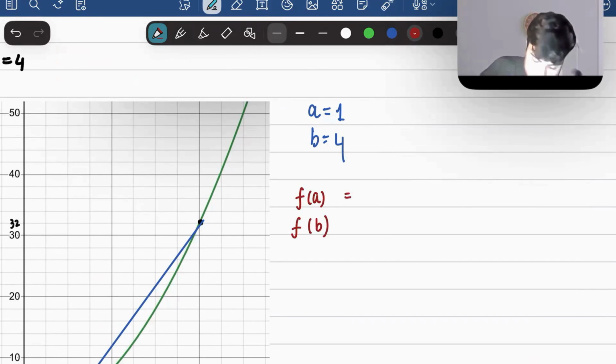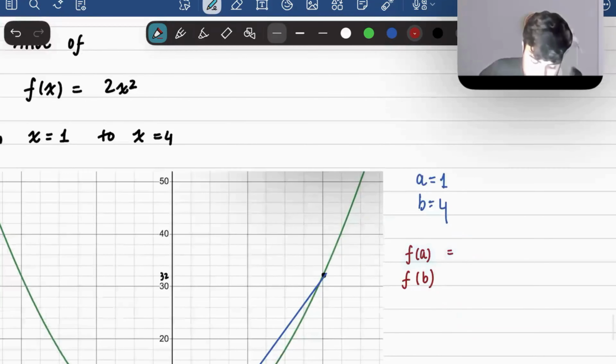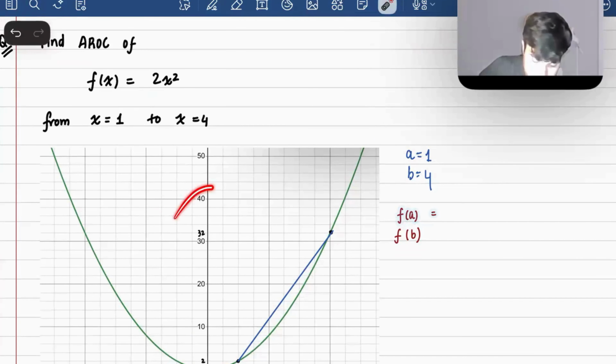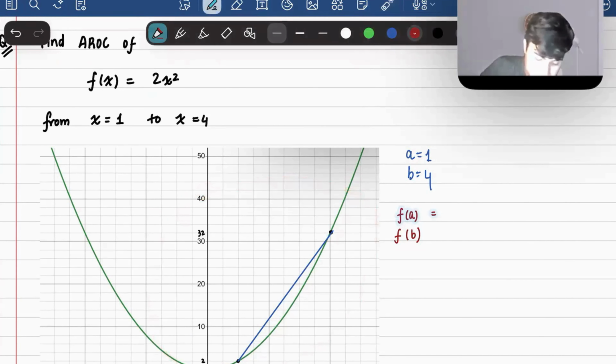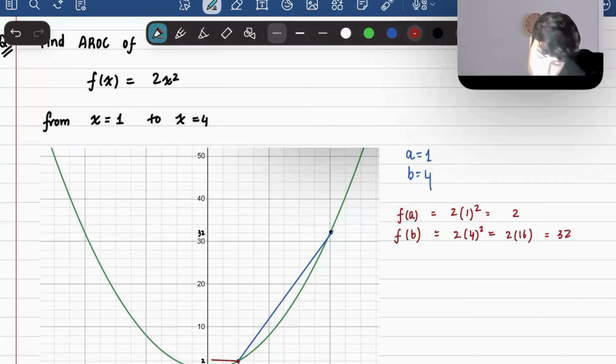So f of A would be, well, we just found it using the graph, but you can also find it mathematically. 2 times 1 squared, which is 2. So we get the value 2 right here. Similarly, this will be 2 times 4 squared, which is 2 times 16, which is 32. And that's how we get the 32 right here.